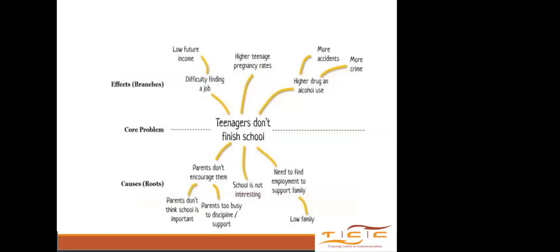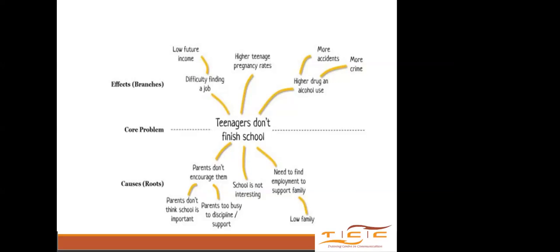Now, what are the causes and what are the consequences or effects of this? So the causes are maybe parents do not encourage them, school is not interesting to them, they need to find employment to support their families. And each of these causes could have sub-causes. It's like a tree where you have the roots and then you have what we call the sub-roots. So keep tracing all these causes until you get to a point where you cannot trace it further and then stop there. Then follow the other cause. Follow it all the way.